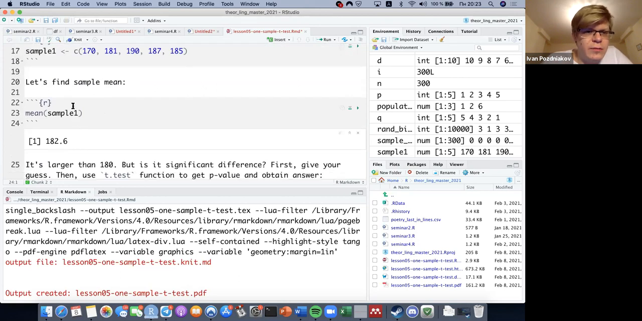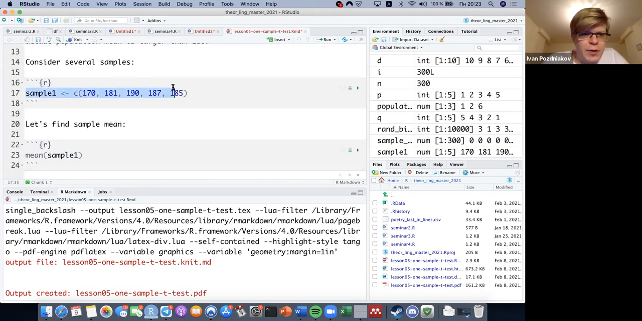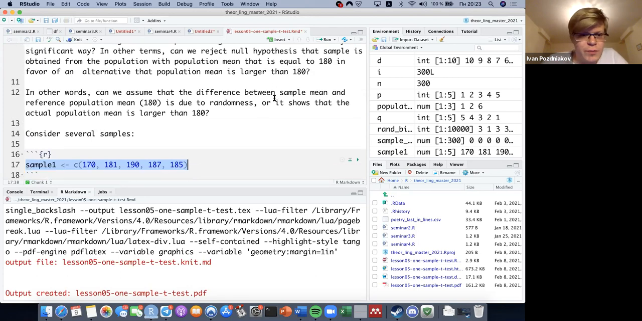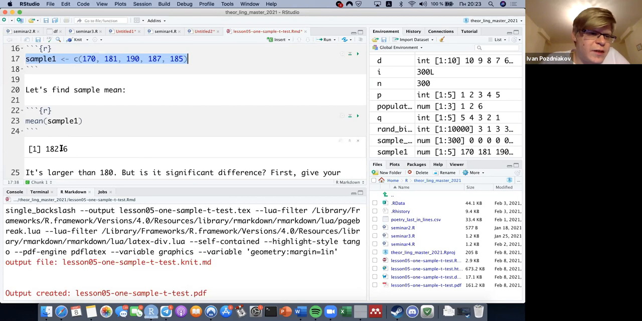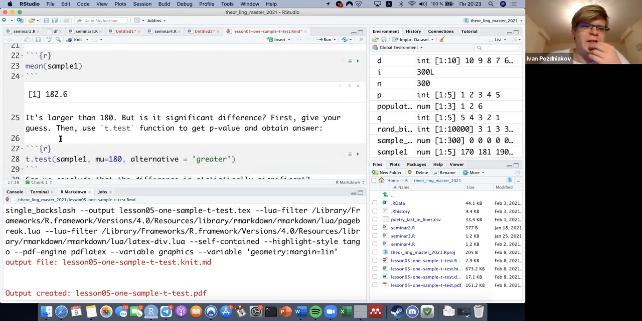We calculated the mean, and we can see that the average for this sample is bigger than the population mean according to our null hypothesis. But is it really that much bigger, or maybe it's just some error? You use statistical tests when you have a serious alternative hypothesis that your differences can be explained as some kind of noise.